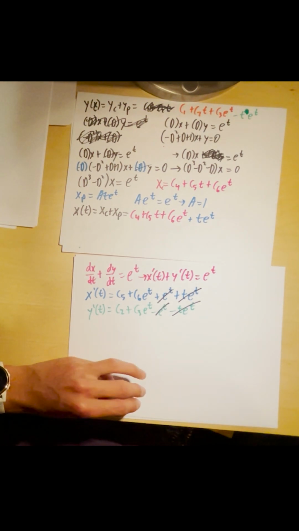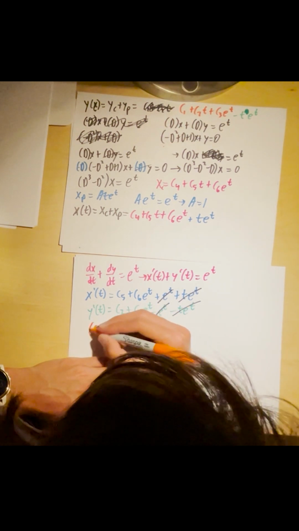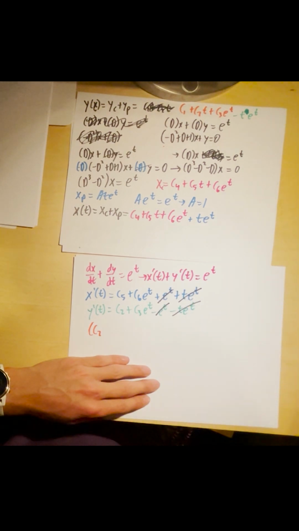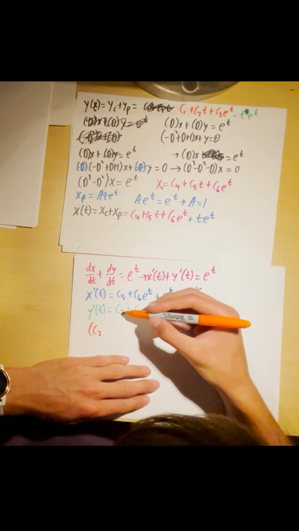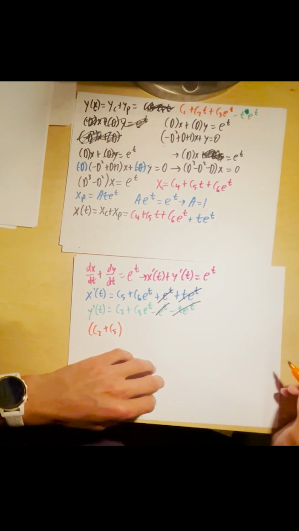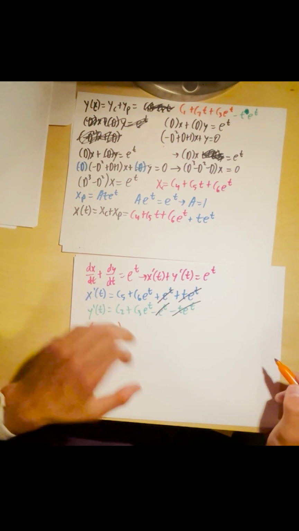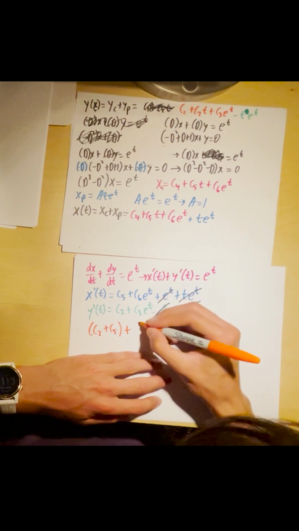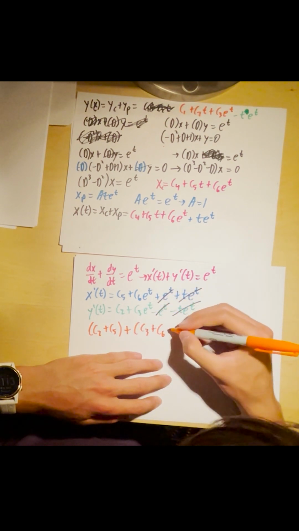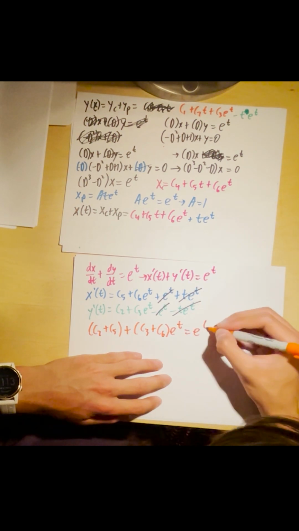And now I'm going to group these. I'm grouping them by what they're a coefficient of. I guess each of these is a coefficient of something. So C2 and C5 are coefficients of x to the 0, so I'll just leave it as C2 plus C5. C3 and C6 are both coefficients of e to the t, so I can write C3 plus C6 times e to the t, and then it's all going to equal e to the t.